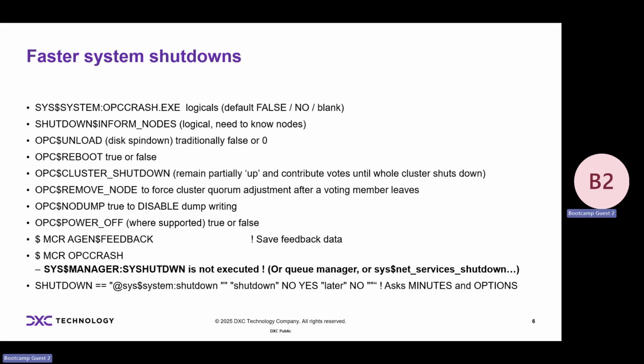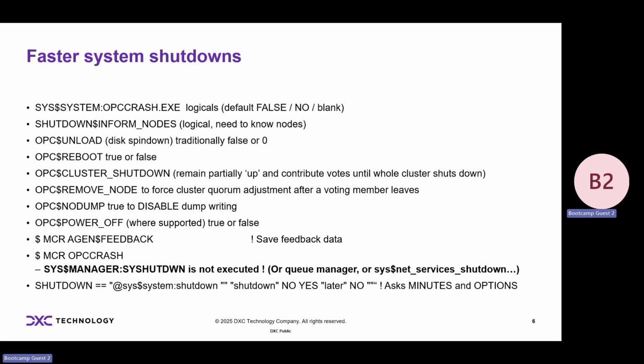Do you want to reboot your system? Set it to true or 1, and your system will initiate a reboot. Cluster shutdown is an interesting one, which also works in combination a little bit with remove node. So if you have a cluster and you've got a voting member and you're going to take it out, the big problem is when you lose that vote, your cluster will hang. However, cluster shutdown sets at a low level and it waits for everybody else to say, I am now shut down, and then we'll close down.